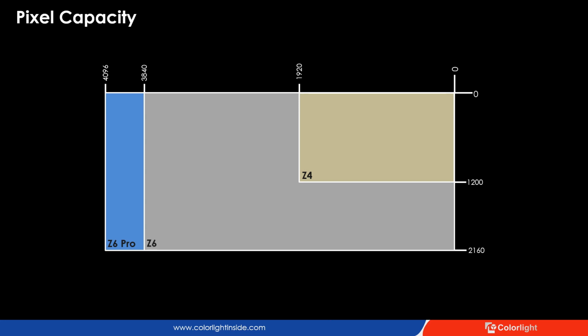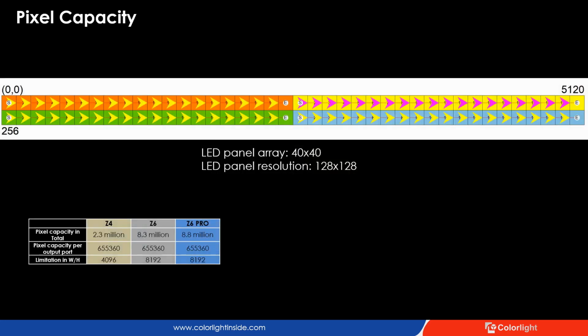Usually before we design an LED wall project, we not only need to consider the total pixel capacity of the processor that we are planning to use, but also the pixel capacity per output port and the pixel limitation in width and height. I mean the width of the screen and the height of the screen. To explain this better, let me give you an example. Let's go to the next slide.